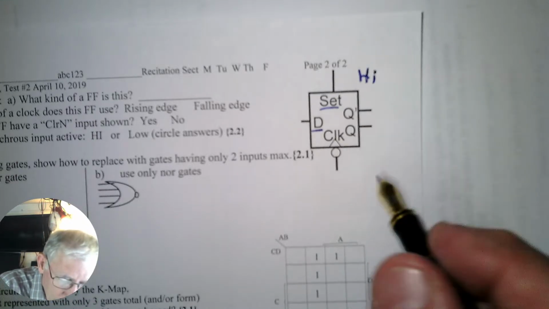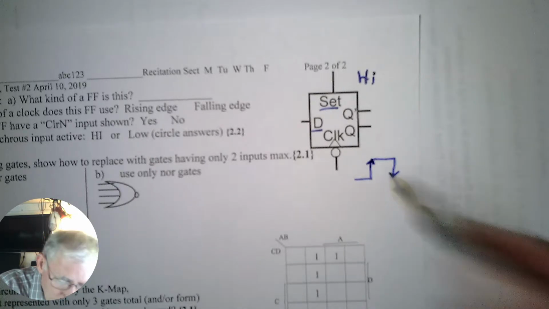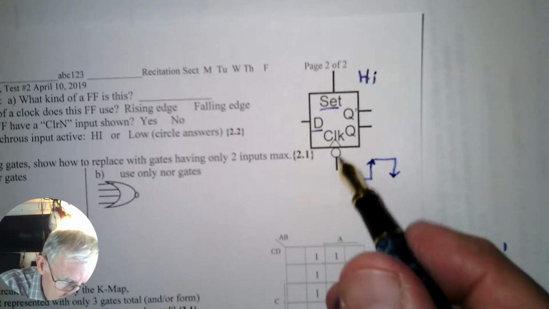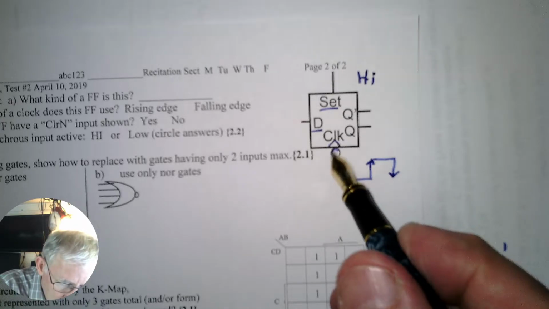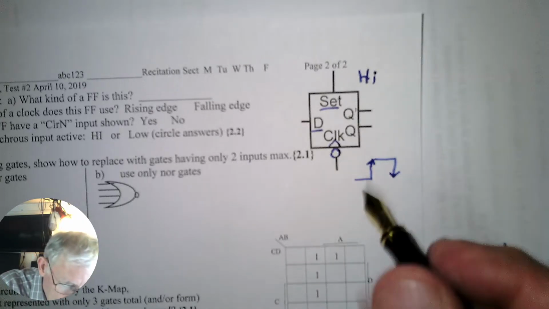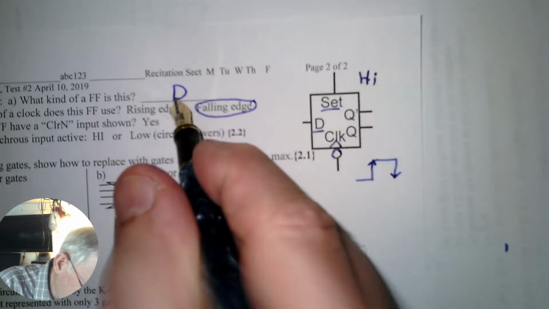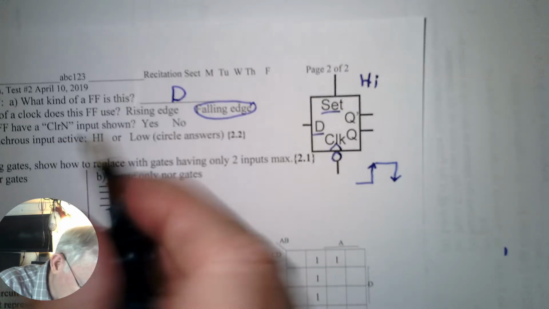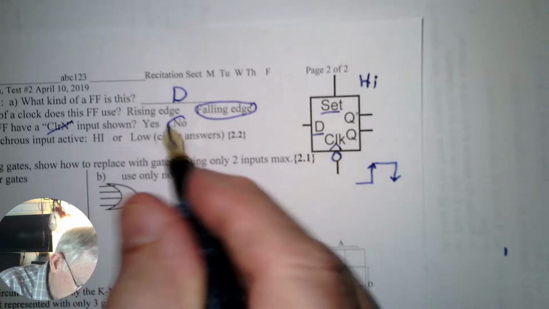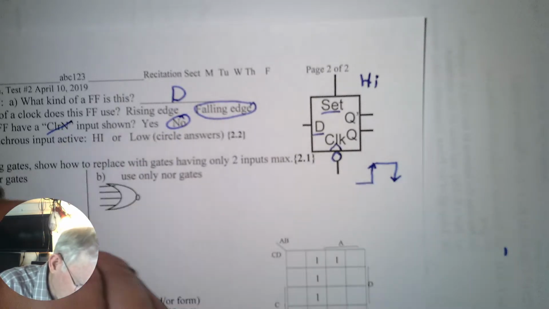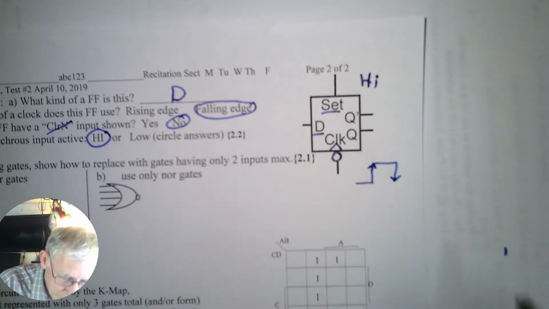Is the clock a rising edge or a falling edge? Well, in this case, because of the caret, it's an edge, not a level clock, and because of the bubble, it's falling. So this is a falling edge clock. It's a D flip-flop. It doesn't have a clear shown. It has a set. So I guess the answer there would be no. But it does have an asynchronous input. Is the asynchronous input active high or low? It is active high. All right.